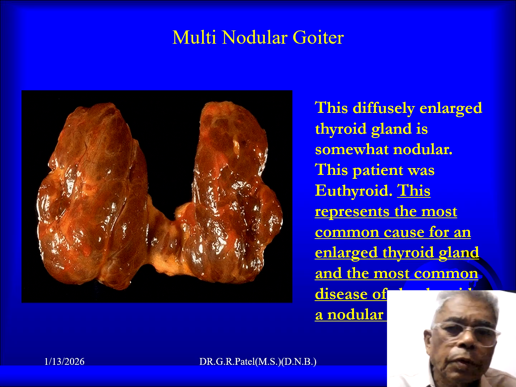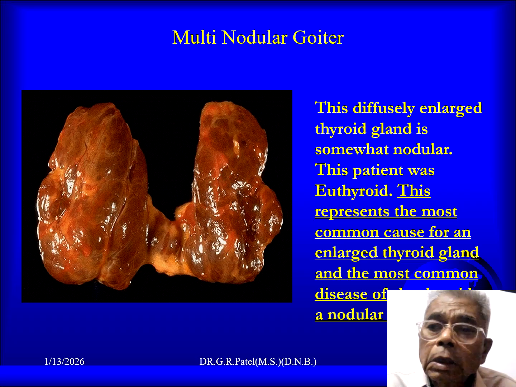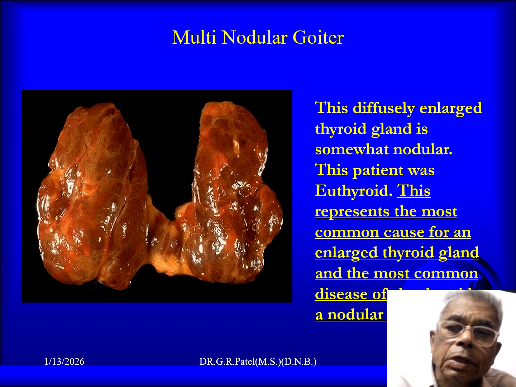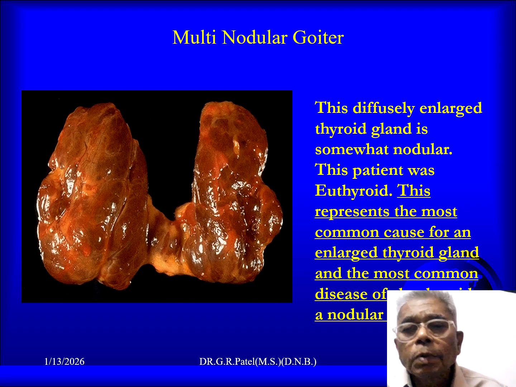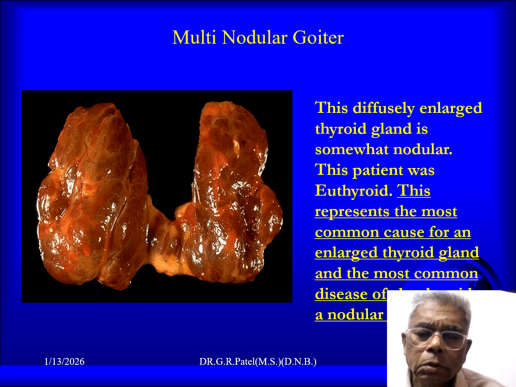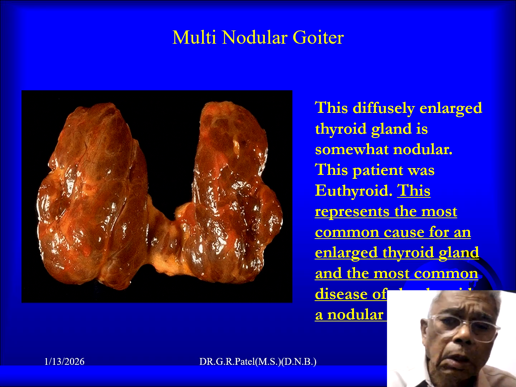This is a multinodular goiter specimen. This diffusely enlarged thyroid gland is somewhat nodular. This patient was euthyroid. This represents the most common cause for an enlarged thyroid gland and the most common disease of the thyroid, multinodular goiter.